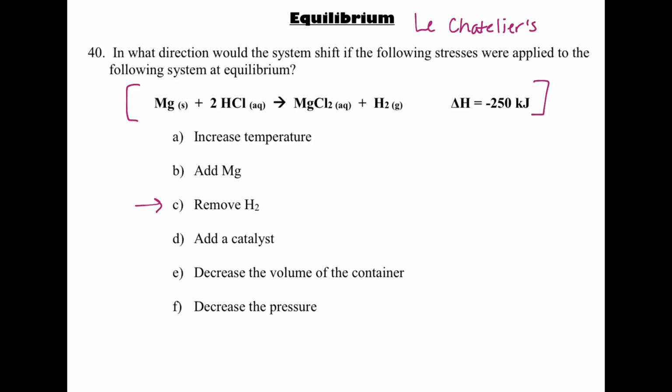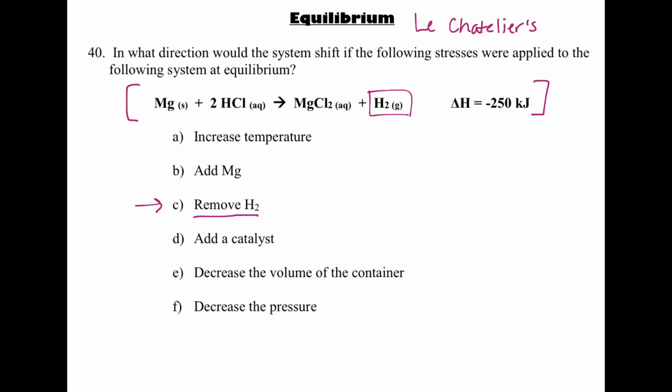Okay, so part C says what would happen if hydrogen was removed. Now, if we look at where hydrogen is in our reaction right here, it is a gas, so it's definitely part of our equilibrium expression. Remember, solids and liquids are not part of the equilibrium expression, but gases and aqueous solutions are. So removing some hydrogen is definitely going to have an effect, and it's a product right now. So if we are removing hydrogen, that means that we now have less hydrogen in our system. So to counterbalance it, the system is going to make more hydrogen.